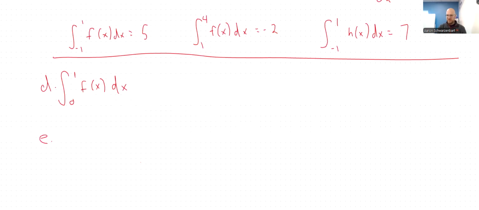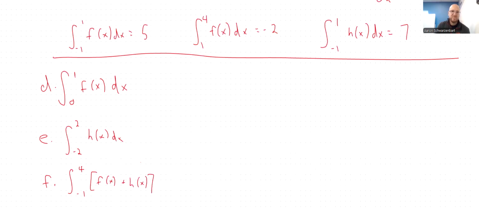What about D? I'm going to write the next one. What do you think about this? You cannot do this, because you can't just divide that in half and assume it was symmetric.